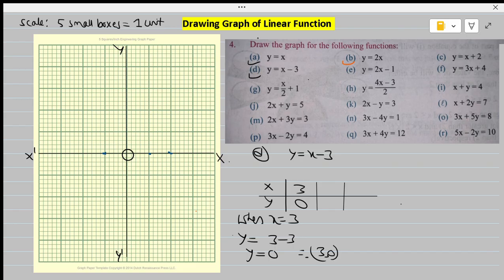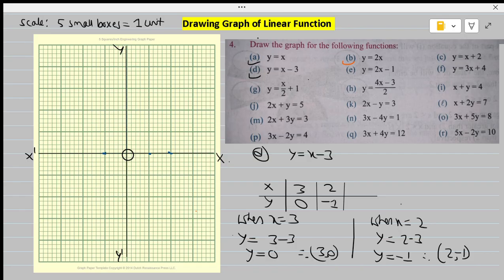Now one another point we take. So when x equal to, okay, I'm keeping here x equal to 2, right? So y equal to 2 minus 3, that we get minus 1. So therefore the point is 2 comma minus 1. So when we are keeping x equal to 2, y we are getting here minus 1.